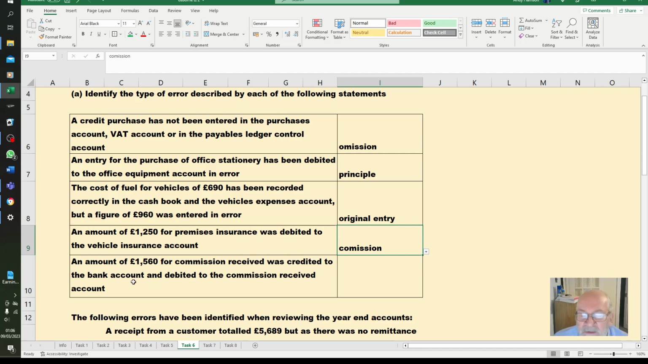However, it's credited to the bank. It should be debited to the bank and debited to commission received. It's the wrong way around. It's reversed.